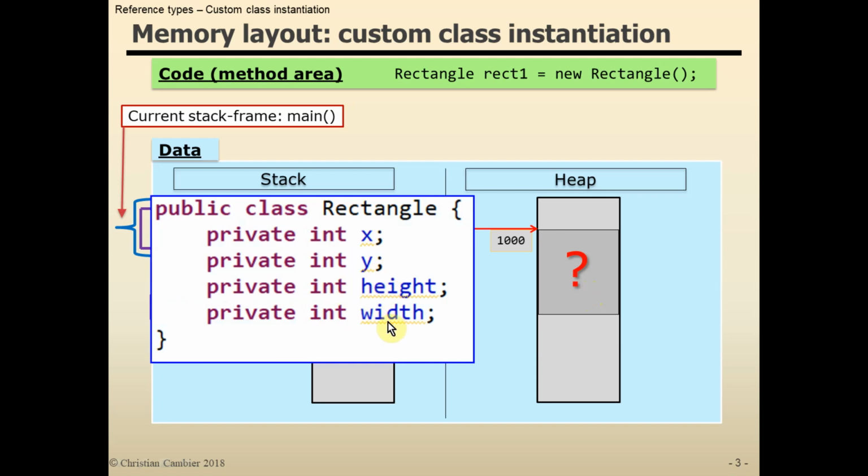Then the general rule is that a variable is allocated for each non-static property, so one integer for x, one for y, one for height and one for width. So 4 properties times 4 bytes per integer is 16 bytes in total.